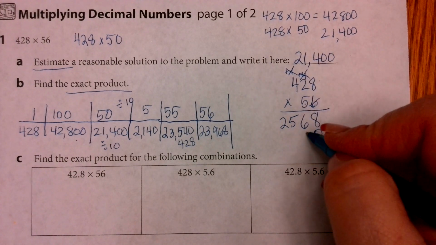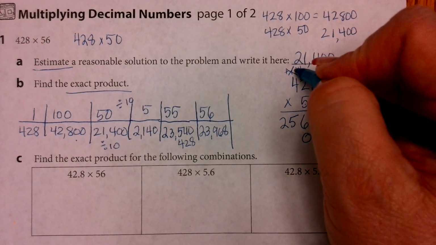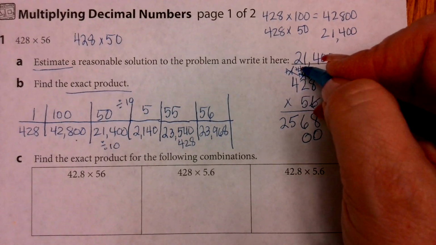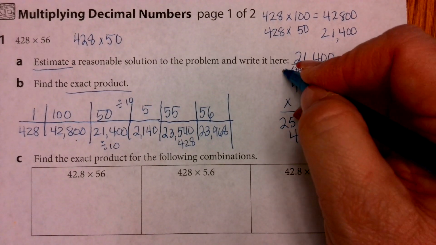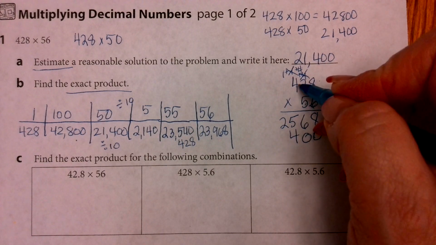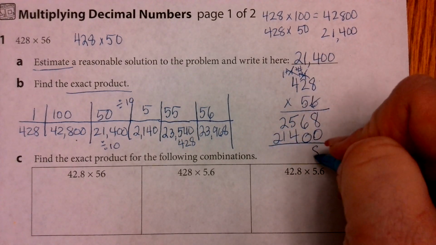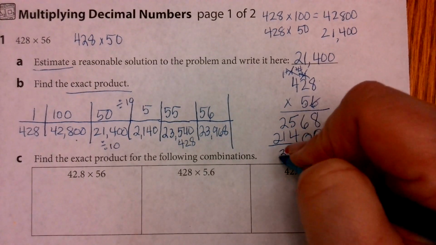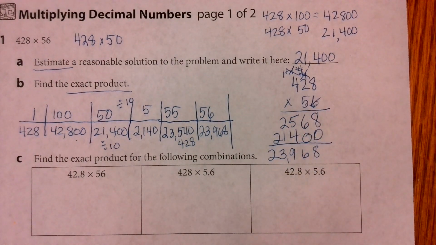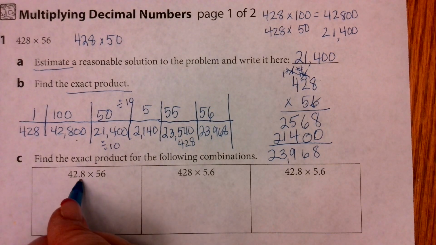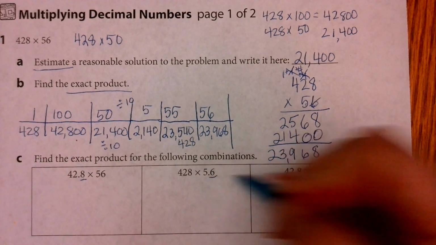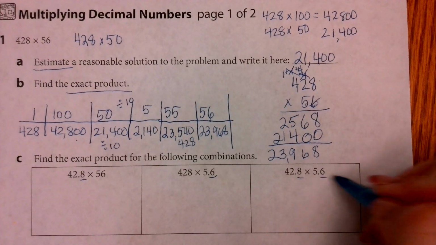And 8 times 5 is 40. Carry the 4. 5 times 2 is 10, plus 4 is 14. Carry the 1. And 5 times 4 is 20, plus 1 is 21. And when we add them together, we get our 23,968. So those are two ways you could easily solve that. And then you just have to move your decimal point one place for this one, one place for this one, and 2 places for this one.